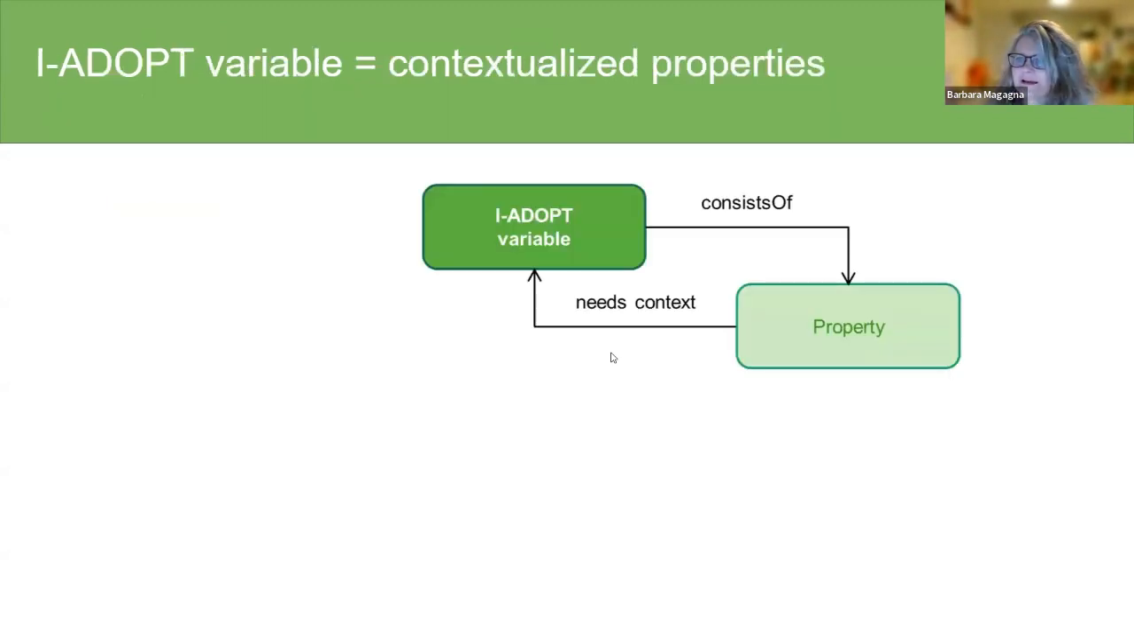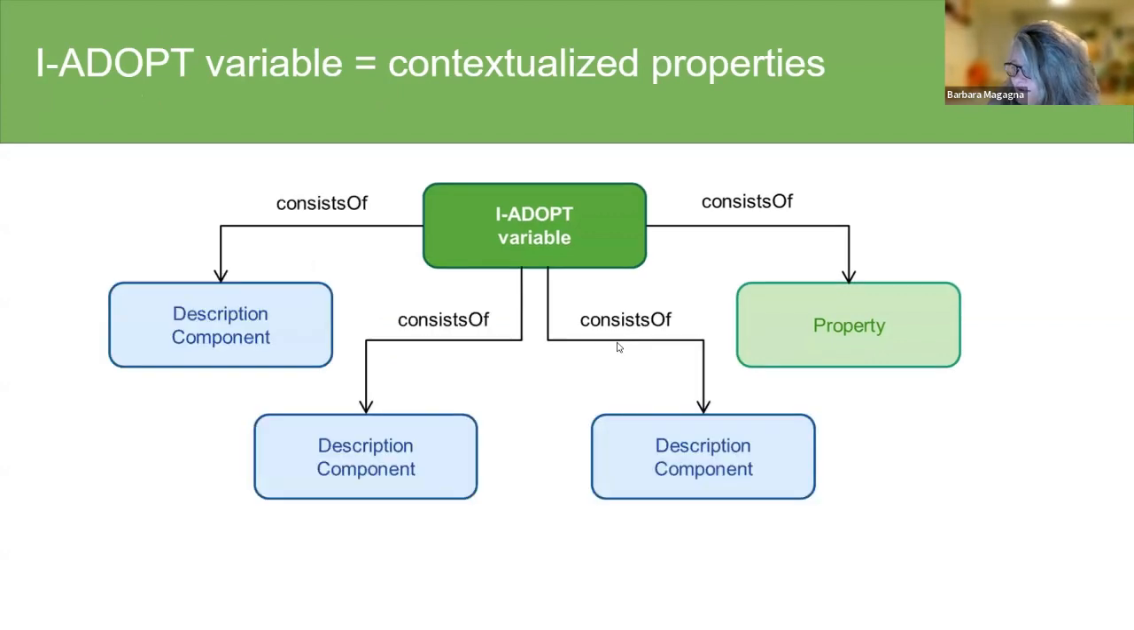And so the idea here, what is a variable? For us, a variable is a contextualized property. So it's something that we observe. So a property like height or whatever, a temperature, needs some context to be understood. And the IADOPT variable is therefore a property with context. So an IADOPT variable consists at least of a property, but also of other components.